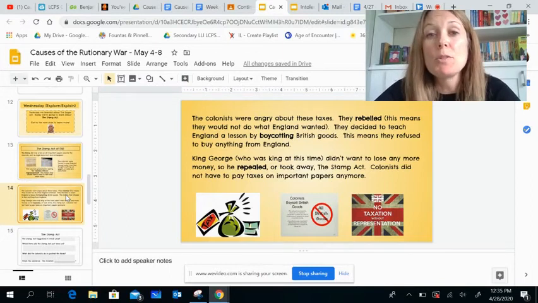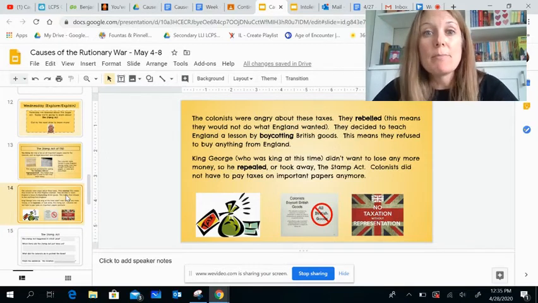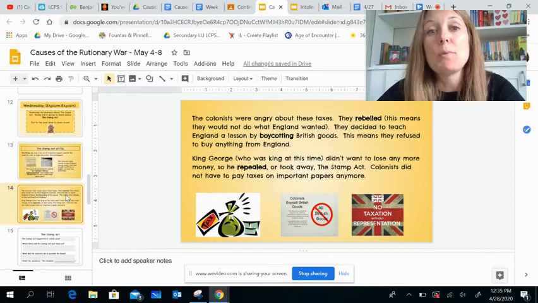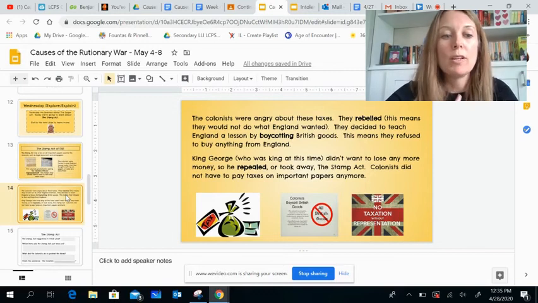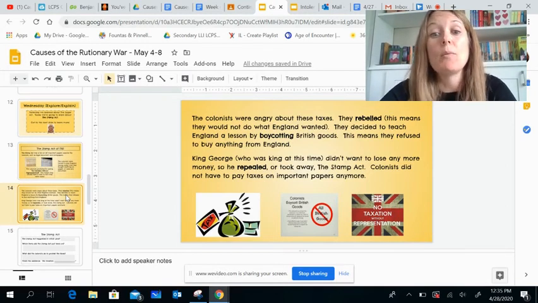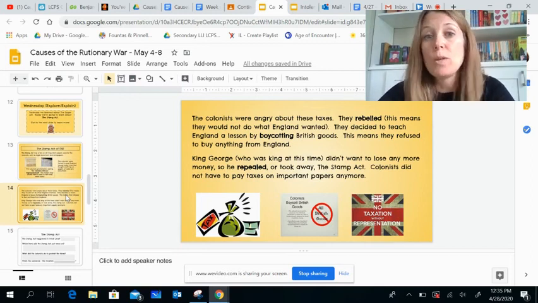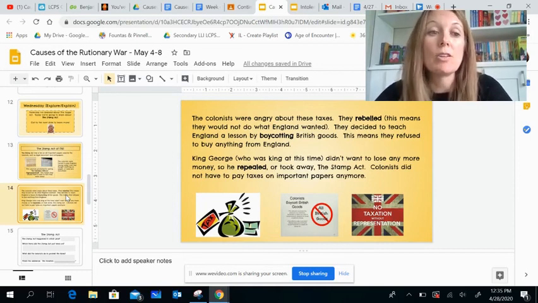So they refused to buy anything from England. Well, that meant that England got even less money. So King George decided he didn't like that. So he said, okay, I'll take away the Stamp Act. That means repeal. He repealed the Stamp Act. He took it away and said no more. So the colonists won. They were able to get what they wanted by protesting, by saying, "No, we don't like this. And to show you we don't like it, we're going to boycott English goods." So that's what happened with the Stamp Act.